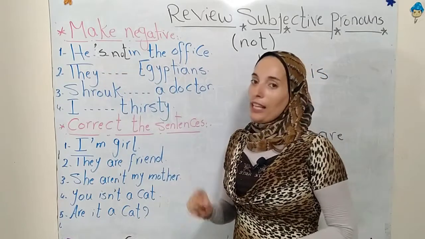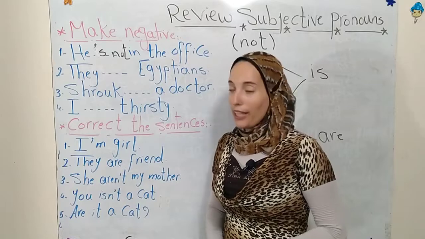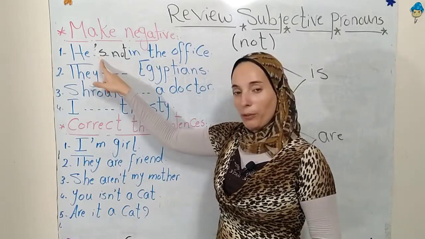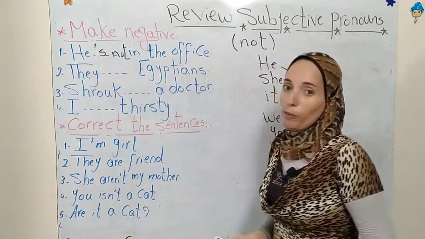He's not in the office. اوكي، يبقى ممكن اعمل contraction من verb to be او اعمل contraction من النوت. Number 2: they space Egyptians.